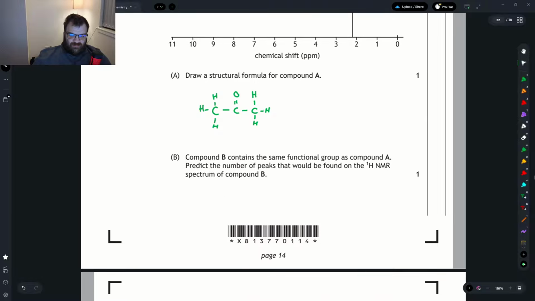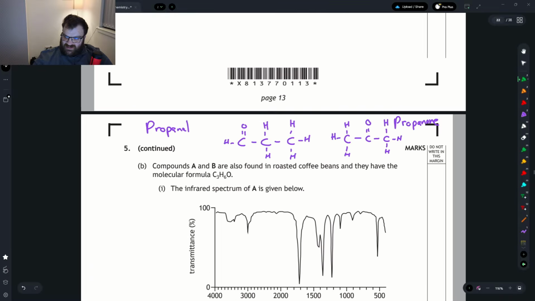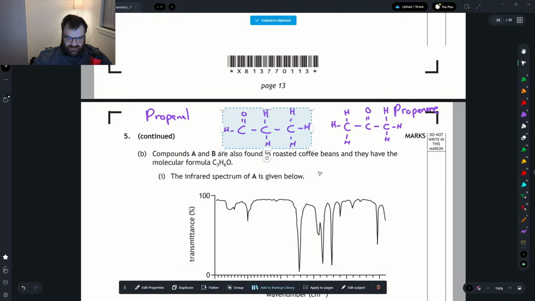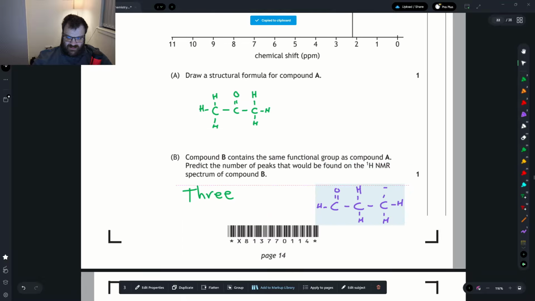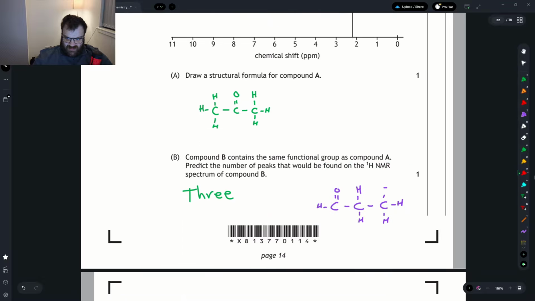Next one, compound B contains the same functional group. Predict the number of peaks. Well, I just talked through that. That is going to be 3 peaks. And this is why I should have read the question, because I now need to come back up here and grab this and then do my little highlighting again. So environment 1, environment 2, and environment 3.